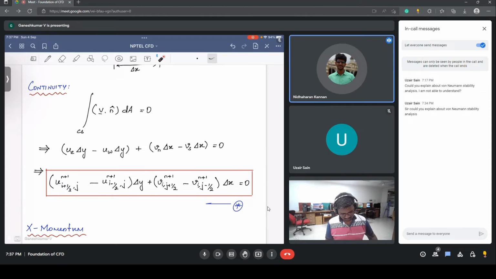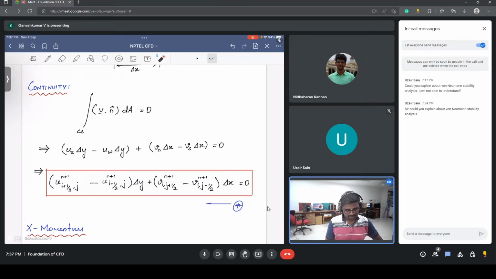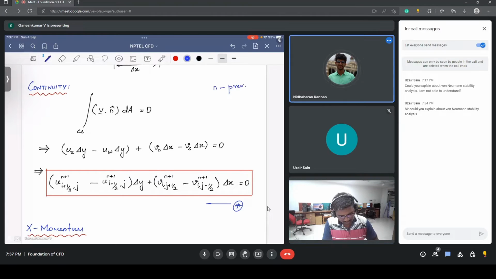Here n plus 1 signifies the present time step. So n is the previous time step. Maybe I will write it down here. So n is the previous time step, and n plus 1 is the present time step.